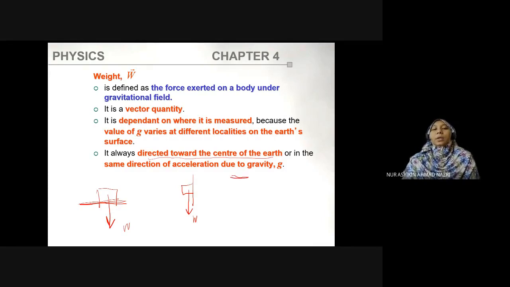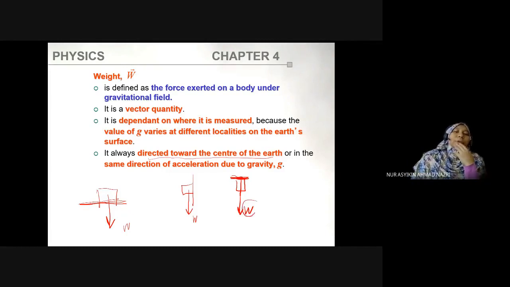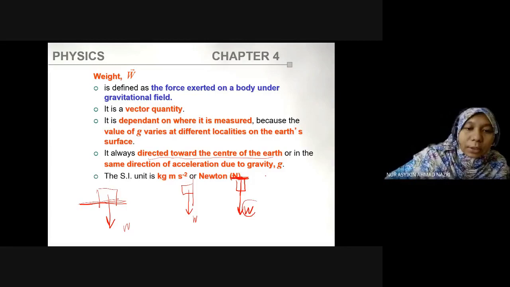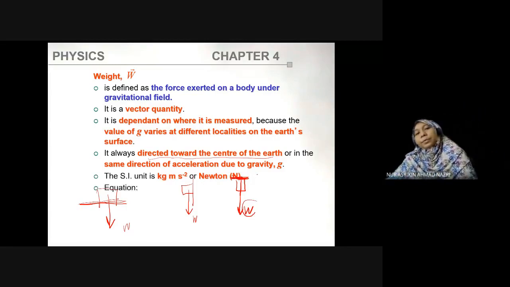Katalah dia dekat atas, surface kat atas, and then naik roller coaster kan. So awak kat atas, then this is your W. So akan always pointing toward the center, so that is how we draw the weight tu. Okay.